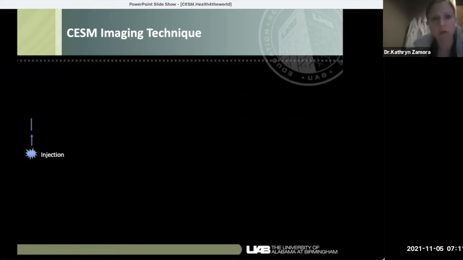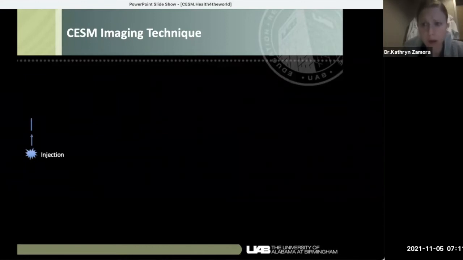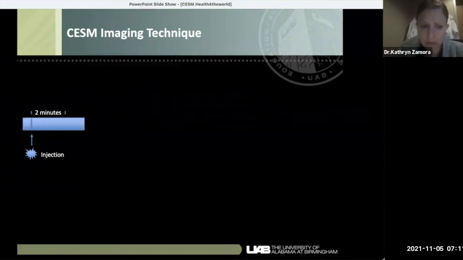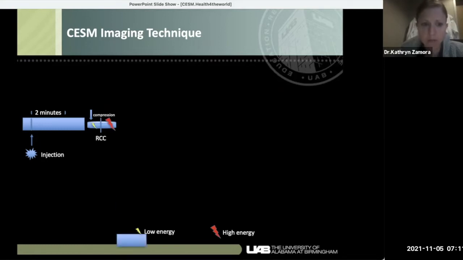Here's a schematic on how we would acquire our standard contrast enhanced mammogram. First, we would inject the patient via IV. We wait 2 minutes. Then we place the patient in compression for the first view that we are going to obtain. And this is going to be the right CC view here. And in that single compression, we obtain our low and high energy images.